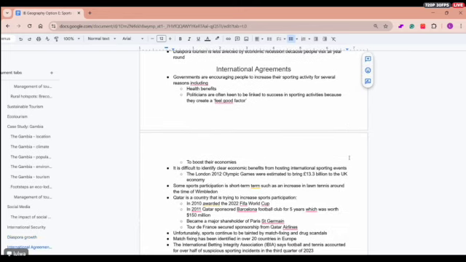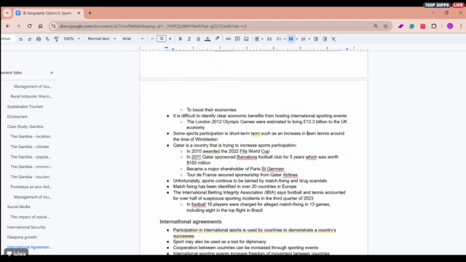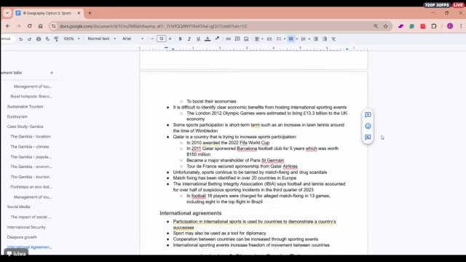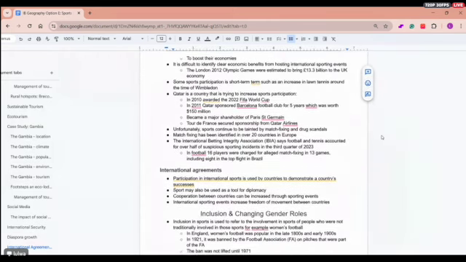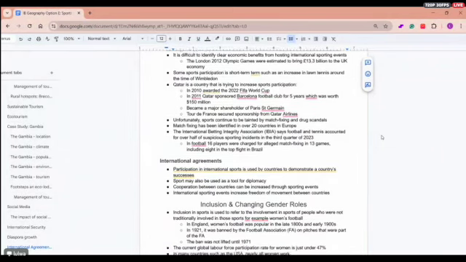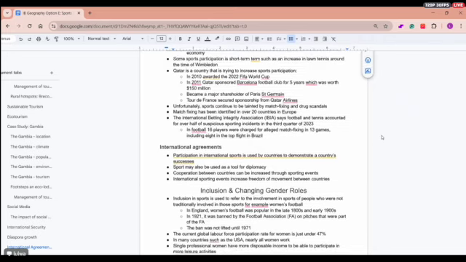You also have international agreements because governments are encouraging people to increase their sporting activity for several reasons, such as for health and to boost their economies. However, it's difficult to identify clear economic benefits from hosting international sporting events, and some sports events are short term. For example, Qatar is a country that is trying to increase sports participation. However, unfortunately, sports continue to be tainted by match fixing, corruption, and drug scandals.